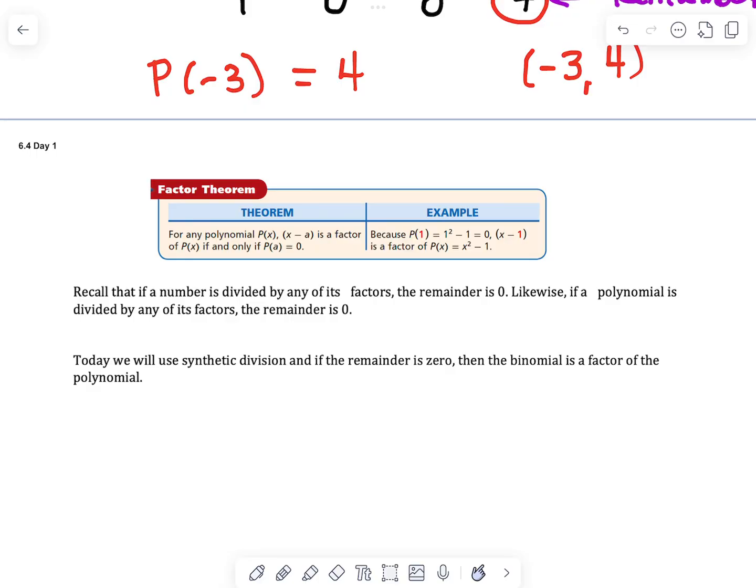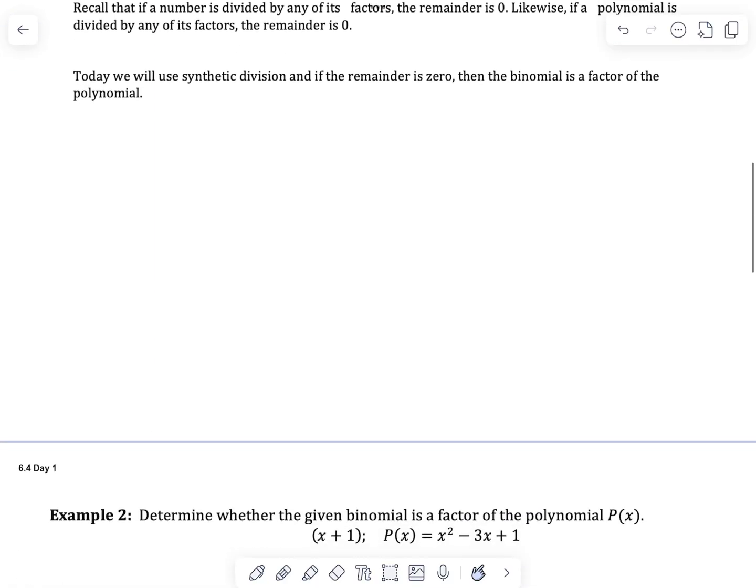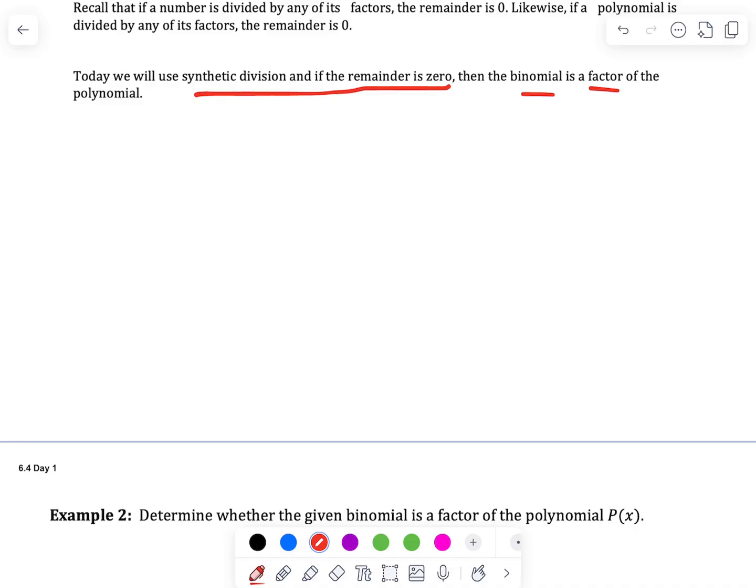Here is our factor theorem. So again, if you have a polynomial and you divide by a binomial of x minus a, and that remainder is 0, then it is a factor. So again, we will use synthetic division, and if the remainder is 0, then that binomial is a factor of the polynomial.